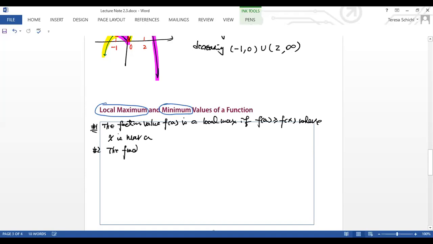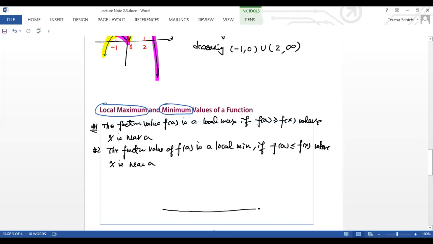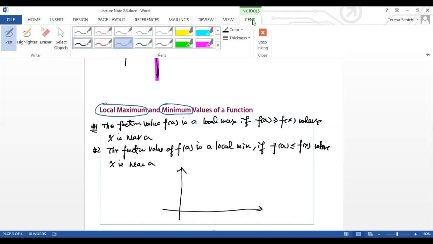The local min is the same thing. So the function value f of a is a local min if f of a is less than f of x, where x is near a. Whoa, let's see what that means. Let me try to graph it, because we are trying to solve this by graph anyway. So let's graph it and take a look at what that means.